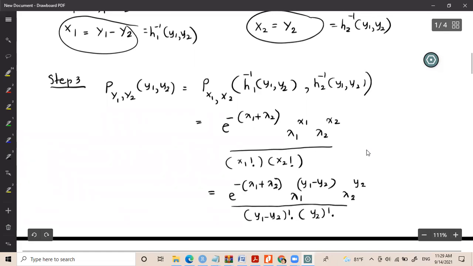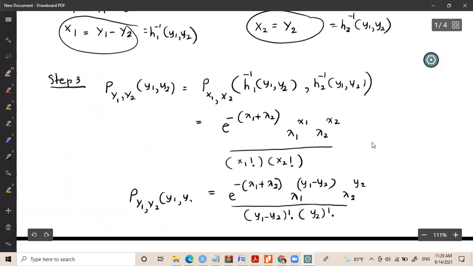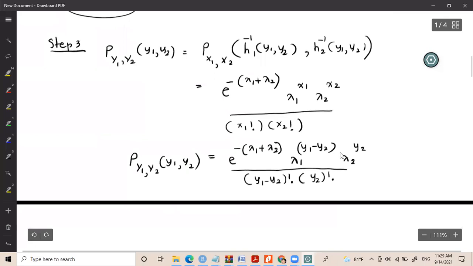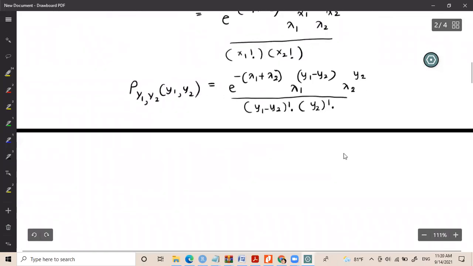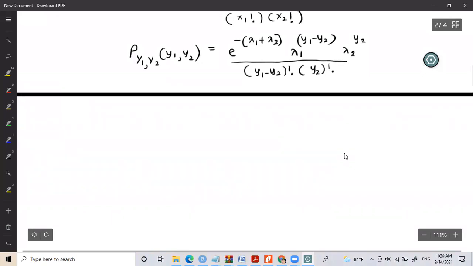Okay. So this is how we write this. This is your final answer for the joint density of y1 and y2. And when you know the joint density, you can even find the marginal densities of y1 and y2 also. Now, that's not the end. Why? You have to find the support. Okay, so that is the next step. Let's try to find the support.